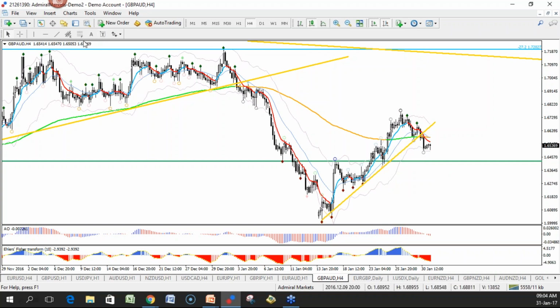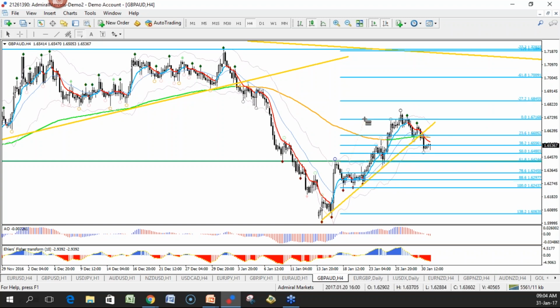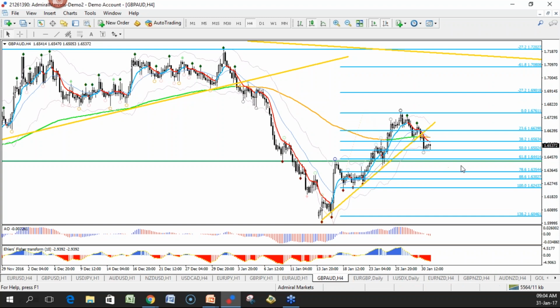It could still be a correction for more upside. It hit the 50 fib and it's respecting that 50 fib. So if it breaks the 50, there's space to the 61.8, especially if it breaks the 61.8, then I would think there's more potential right there and right there.